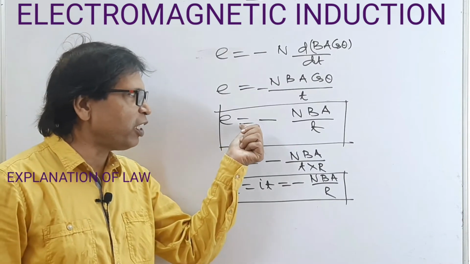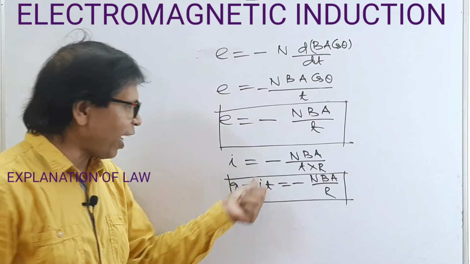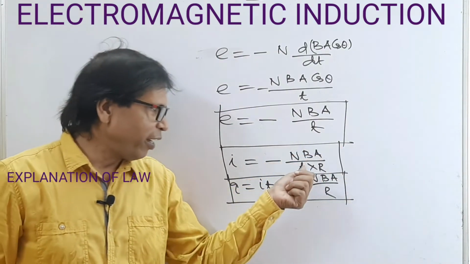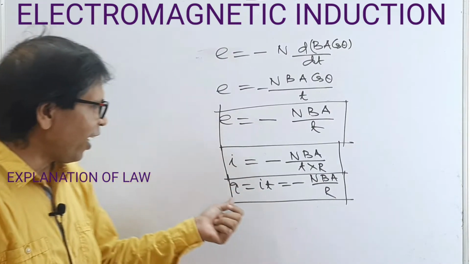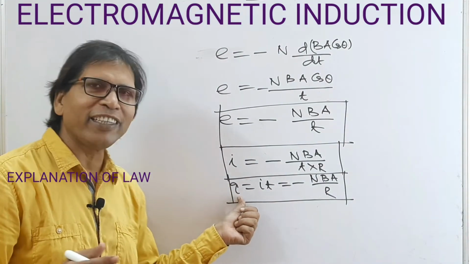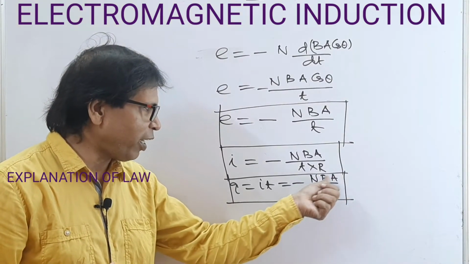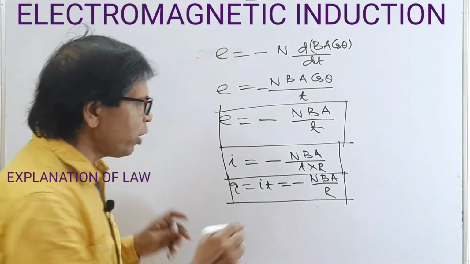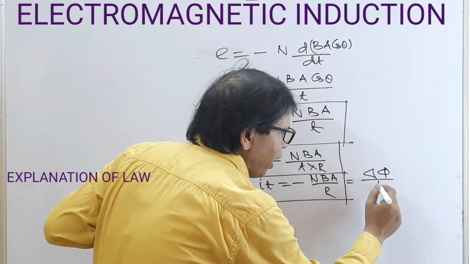The average induced EMF is NBA by T. This is the current, NBA by T divided by R, where R is the resistance. Now look at this: the charge flowing in the coil is minus NBA by R, and that is independent of time. It is also written as delta phi by R.